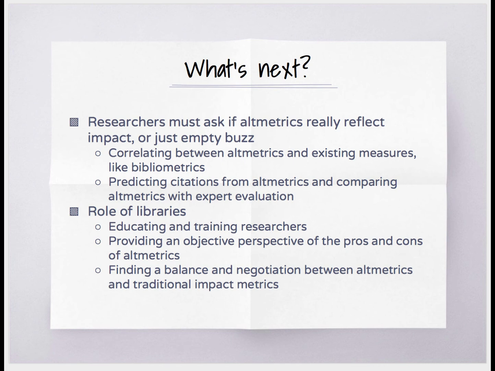So what's next? Researchers have to ask if altmetrics is really important or just some buzz that's going on right now. Could we correlate between altmetrics and existing measures like bibliometrics, which you saw in many of those portals? Can we predict citations from altmetrics and compare them with expert evaluations? And what is the role of the librarian in educating and training researchers, providing objective perspectives on the pros and cons of altmetrics, finding a balance and negotiating between altmetrics and traditional impact metrics?